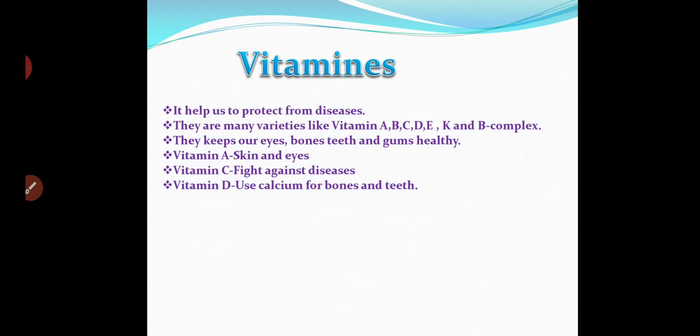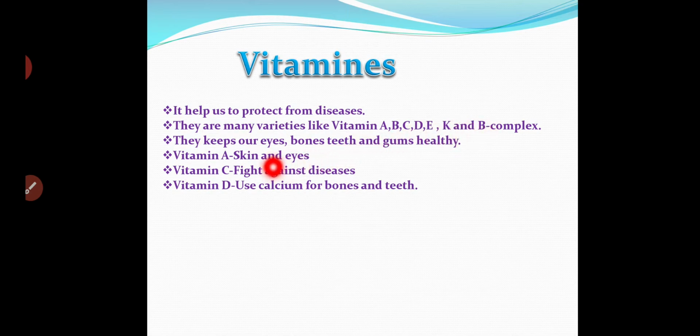Now the next one is vitamins. Why are vitamins necessary for us? They help us protect against diseases. Our body may be attacked by many diseases, but if you have all the vitamins in your body, it will fight against the diseases. There are many varieties like vitamin A, vitamin B, vitamin C, vitamin D, vitamin E, vitamin K, and vitamin B complex.